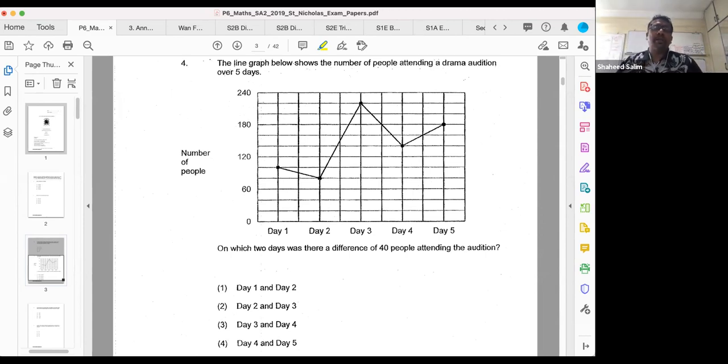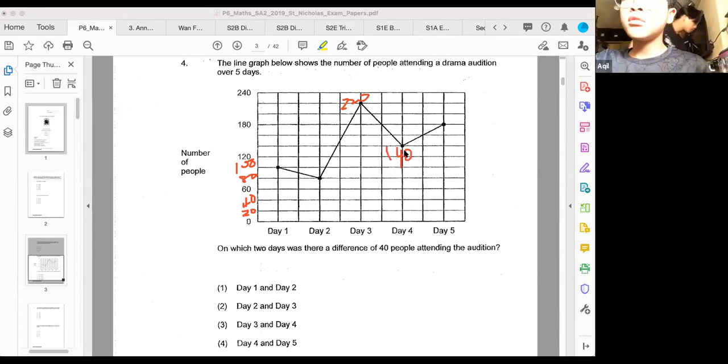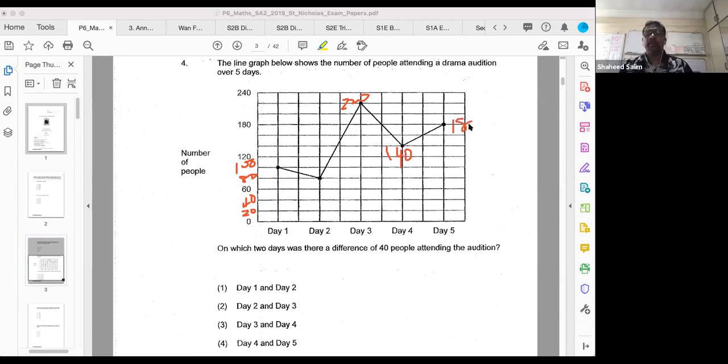You must first find out 1 unit is how much. You can see that there's 3 units for until 60. 1 unit is how many? 60 divided by 3 lah. How much you got? 20. So this one is 100. This one 80. This one 220. This one 140. Check. This one 180. Which one is the difference of 40? These two lah. You minus, get 40. Day 4, day 5.